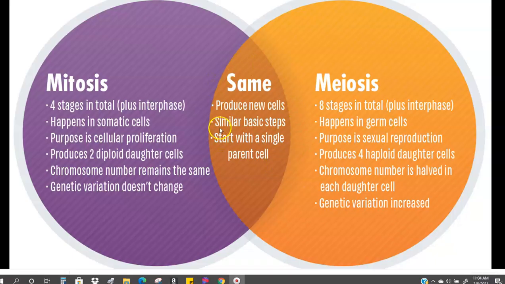And then similarities between the two. The similarities between mitosis and meiosis are that they both produce new cells. You start out with a parent cell, it undergoes division, and we end up with some new cells. The basic steps are going to be the same: prophase, metaphase, anaphase, and telophase. There are similarities that we will see. And we do start out with a single parent cell. So those are similarities between mitosis and meiosis.